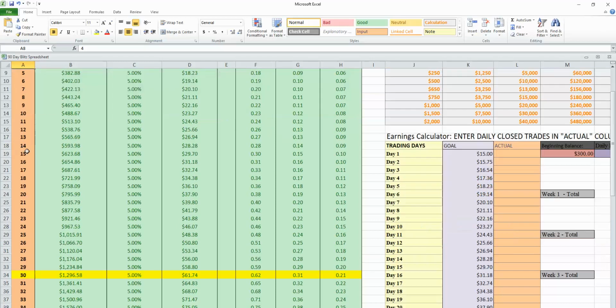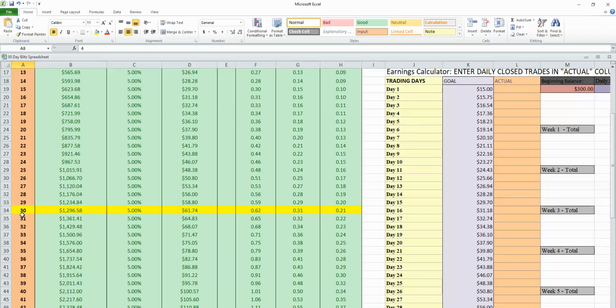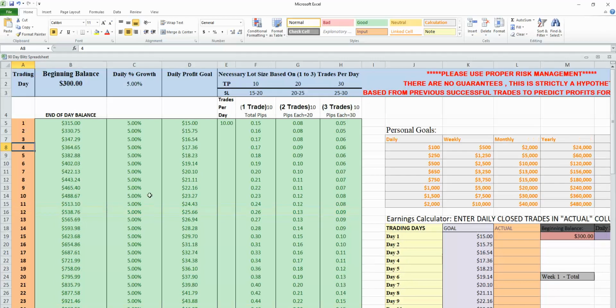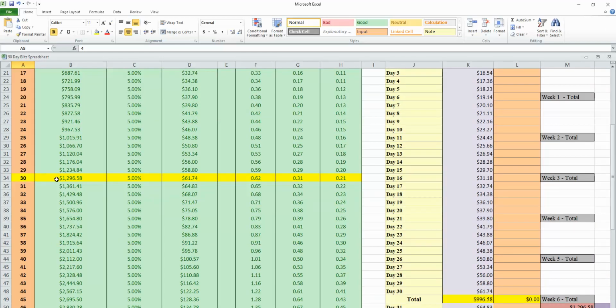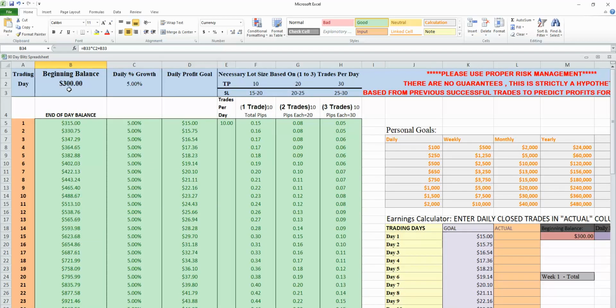Now let's go to 30 days. After having traded for 30 days, all things being equal, if you were growing your account by 5% every day, obviously this includes some of the losing trades, but if it increases by 5%, then by day 30 your account would have grown to 1,296 pounds and 58 pence, or dollars. So that's day 30. You've grown the 300 bucks to over that.